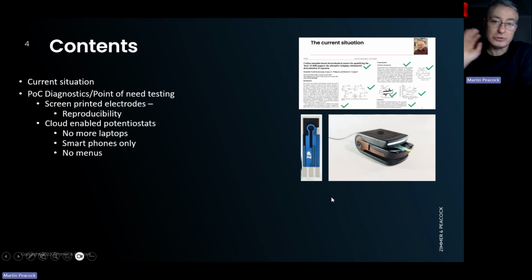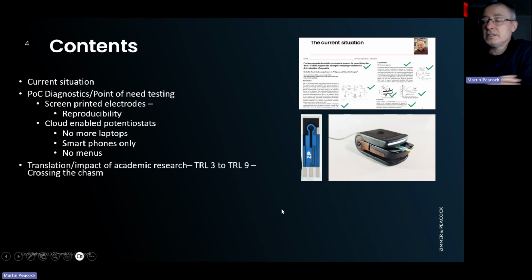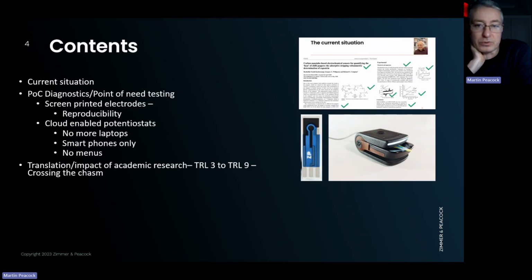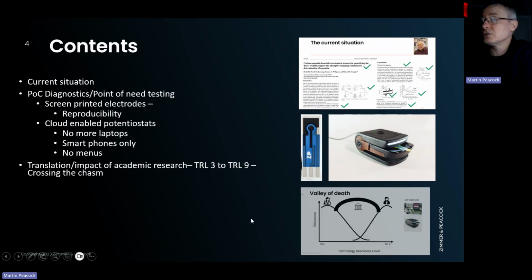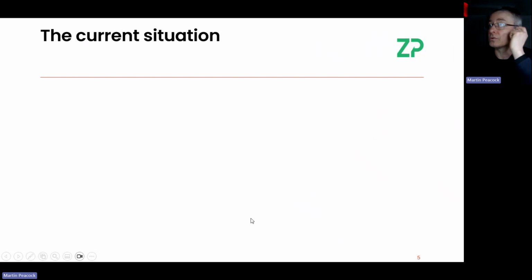You notice the way I was using the QR code, I wasn't using menus, I was actually using QR codes. And this is really helping to cross a chasm, the valley of death between academia and translation of science. And then I'll just do a quick summary.